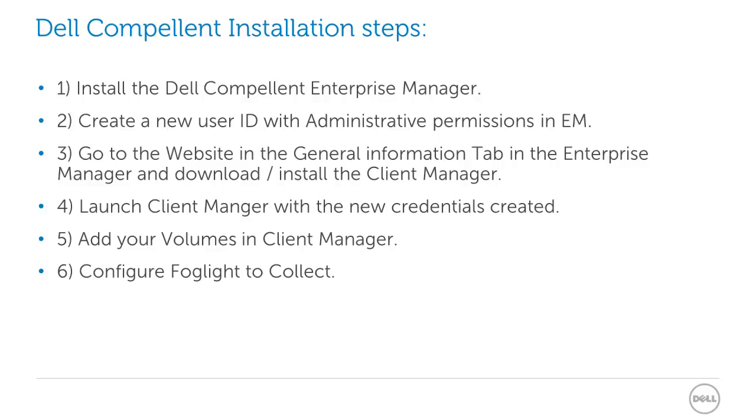On the general information tab in Enterprise Manager, there is a link to download Client Manager. It's already downloaded in Enterprise Manager, but for some reason they want you to download this as a link. So go ahead and download that and install it. Launch that with administrative credentials or what you created in step number 2. Go ahead and add your volumes in Client Manager to this ID.